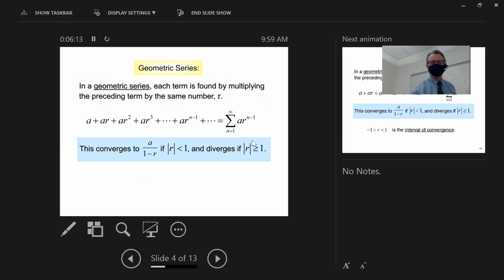It converges. Our first term was G sub 1. They're calling it A. If the absolute value of R is less than 1, it'll converge. If you multiply by a number less than 1, and if it's an infinite geometric series, it will converge. If the number you multiply is 1 or higher, it will diverge. Converge is good, diverge not so much.